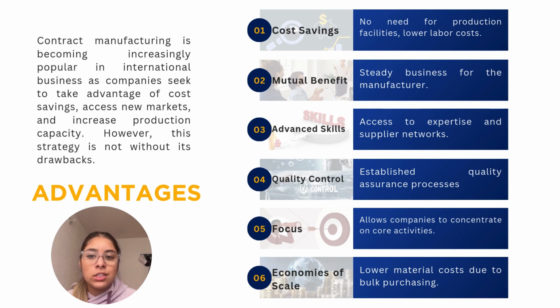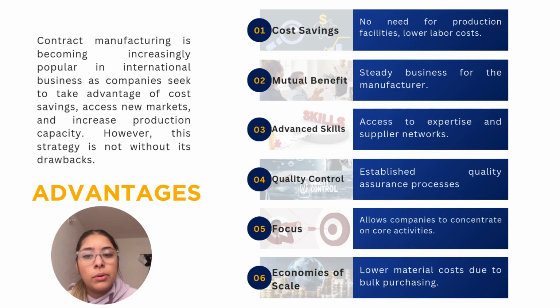Then we have the advanced skills. Companies can take advantage of skills that they may not possess, but the contract manufacturer does. So the contract manufacturer is likely to have relationships formed with raw material suppliers or methods of efficiency in their production. Then we have the quality. The contract manufacturers are likely to have their own methods of quality control in place that help them to detect counterfeit or damaged materials early.